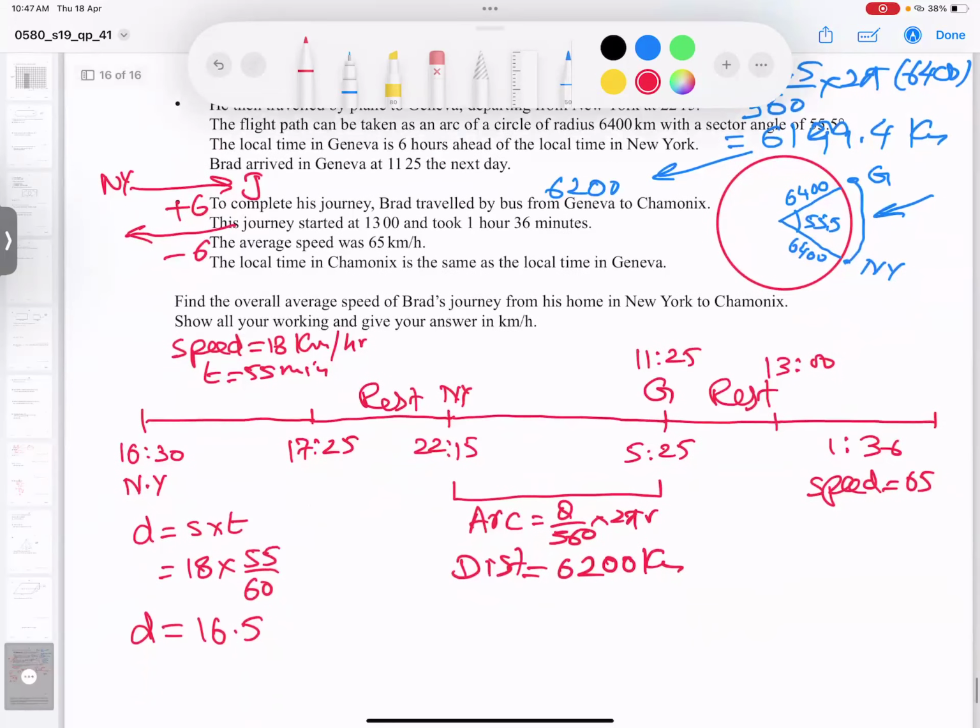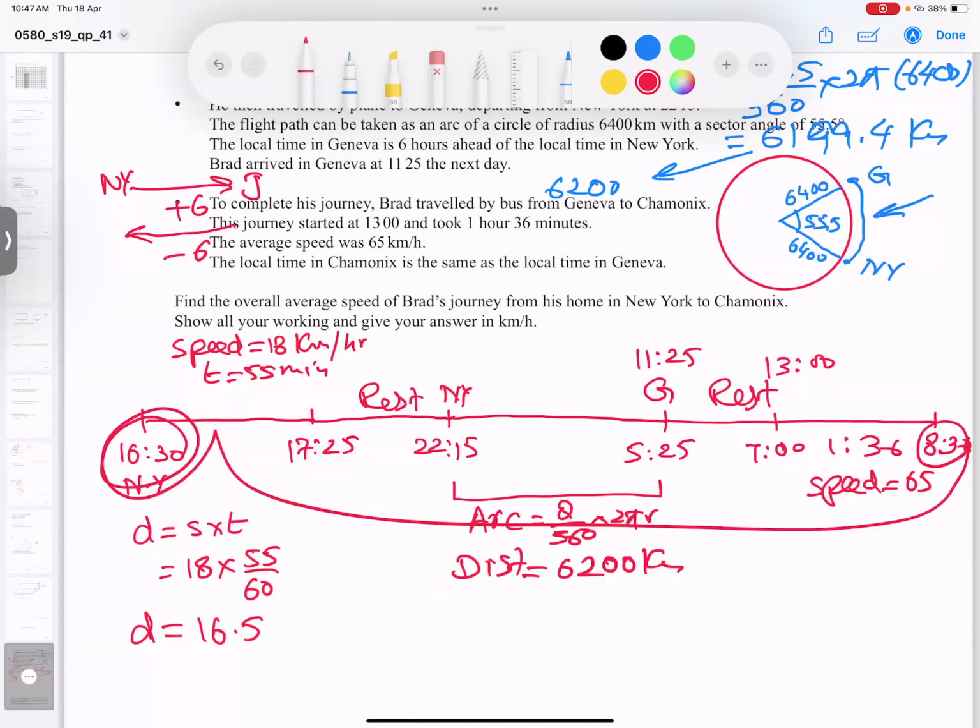So let's apply now. First of all, before I continue, this is very important. From 13, if we subtract 6, you get 7 hours. How? I repeat again. In Geneva 13, from 13 subtract 6, we got 7. And if I add 1 hour 36 to 7, I get 8:36 as the ending time. So alhamdulillah, starting time New York, ending time New York.